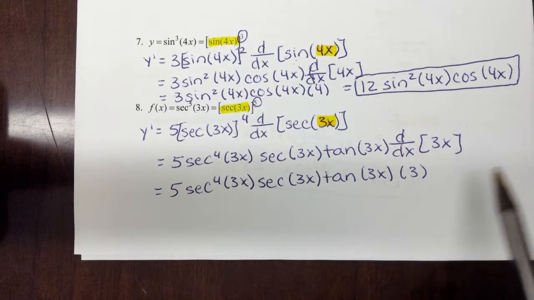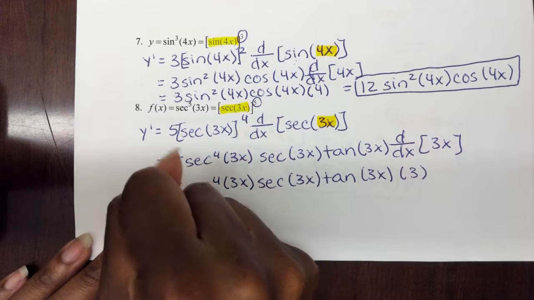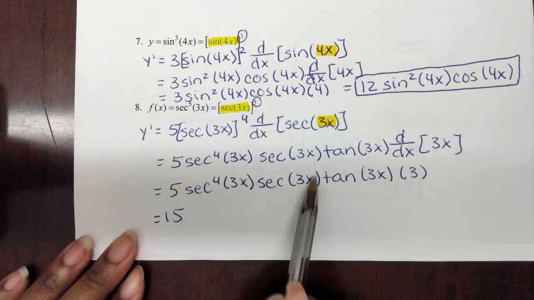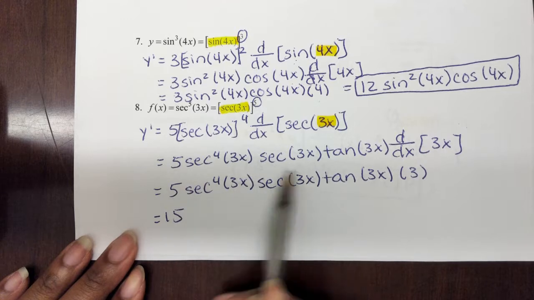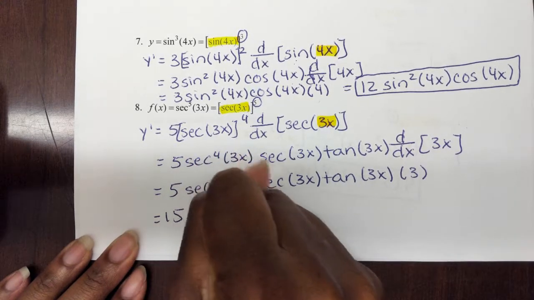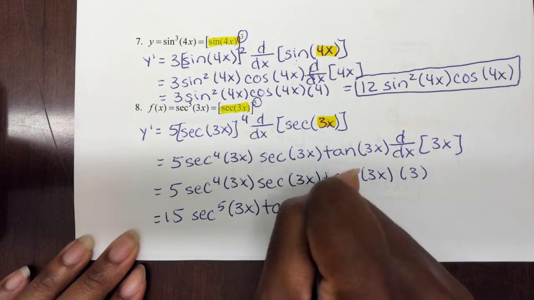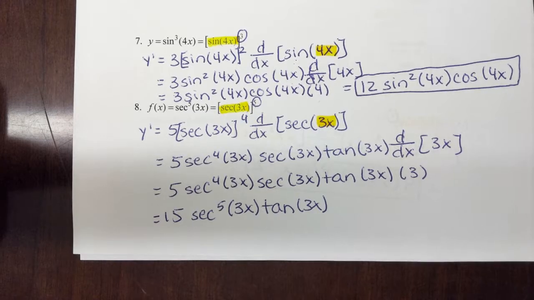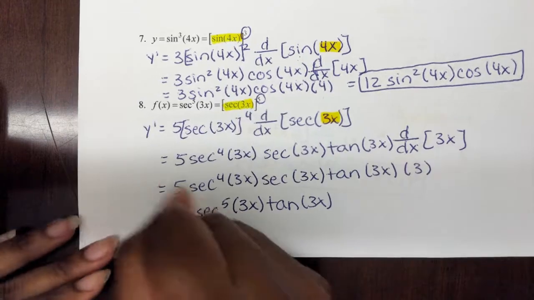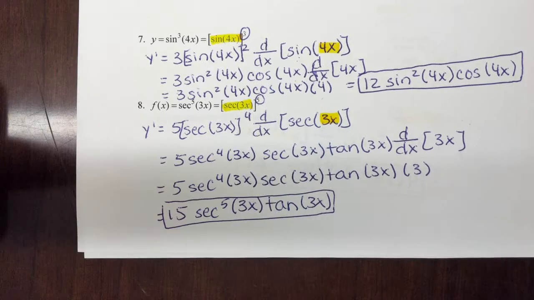And then we can simplify. So we'll do 5 times 3, which gives me 15. Secant times secant, so secant to the 4th times secant gives me secant to the 5th. And then tangent. And there is our derivative for that.